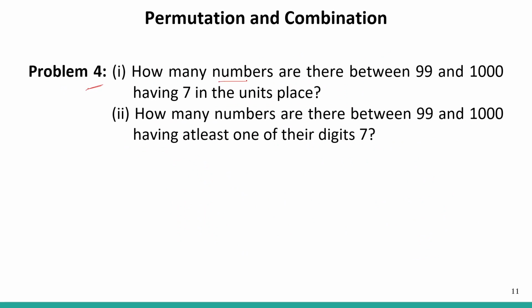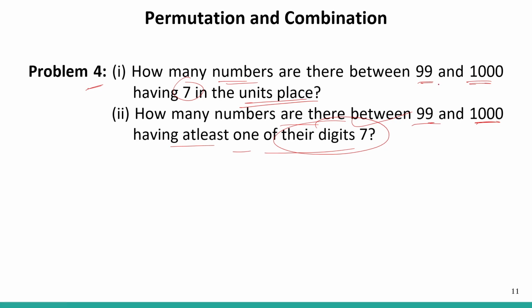How many numbers are there between 99 and 1000 having 7 in the units place? Okay. And how many numbers are there between 99 and 1000 having at least one of their digits as 7? Okay. So let's try to see. How many numbers are there between 99 and 1000 having 7 in the units place?